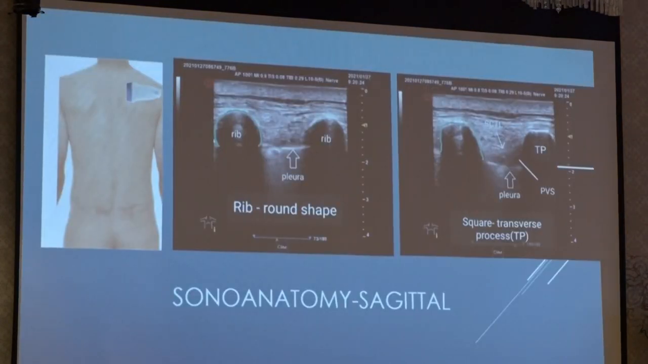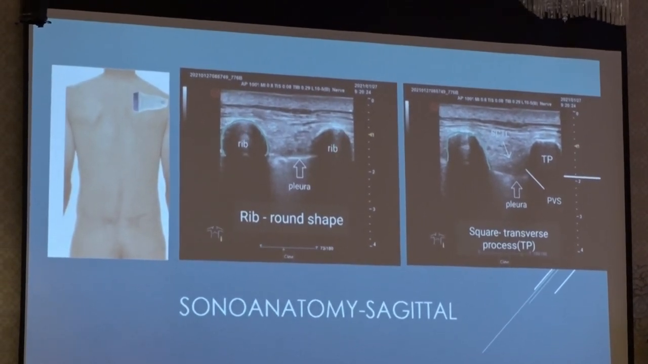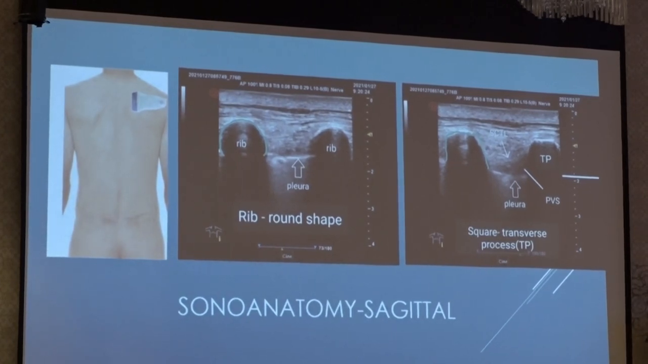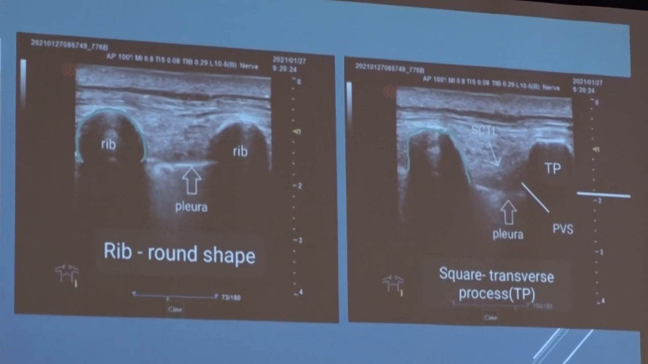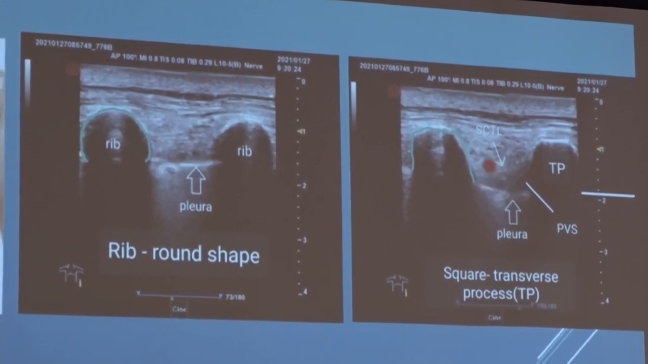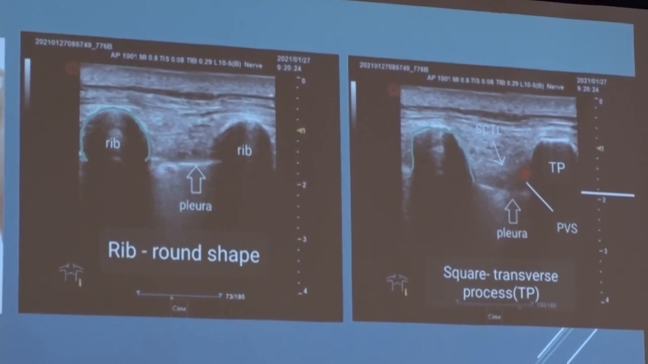The second approach is the sagittal approach. Usually I go from lateral. See the rib first. On the ribs, you can see the pleura clearly, and the bone is round. Then you move medially, and you can see the change from round to square. On the right here is cephalad, and on the left is caudal. You can see the shape of the superior costotransverse ligament. Now the transverse process is becoming square, and then you can see the pleura. This is the paravertebral space.